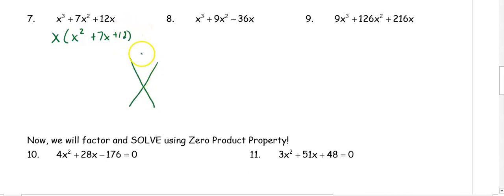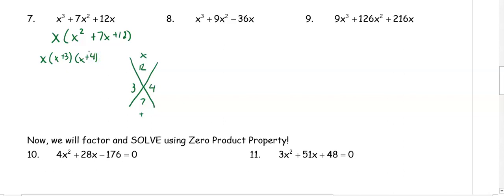So what are two numbers that multiply to 12 and add to 7? We're going to have two positive numbers. So we would use 3 and 4. So we put x out front as our GCF, and then we would have x plus 3 and x plus 4.